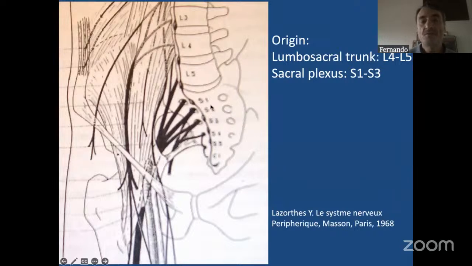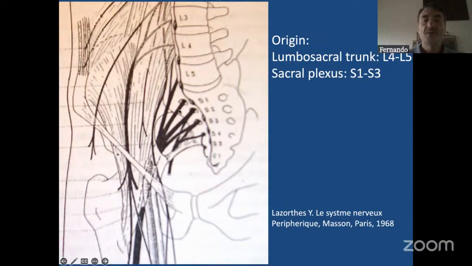This is a very beautiful drawing from my favorite book about peripheral nerve anatomy, the Lasorte's book. We can see here the formation of the sciatic nerve. This is the L5 nerve. It receives a contribution of L4 to form the lumbosacral trunk, and the lumbosacral trunk forms the sciatic nerve with S1, S2, and S3.